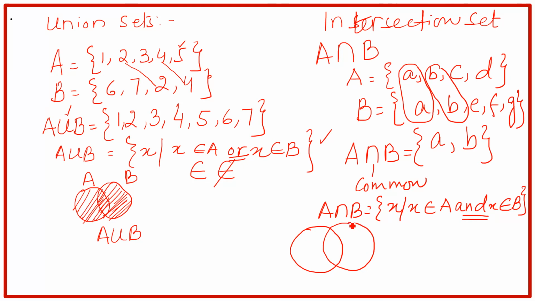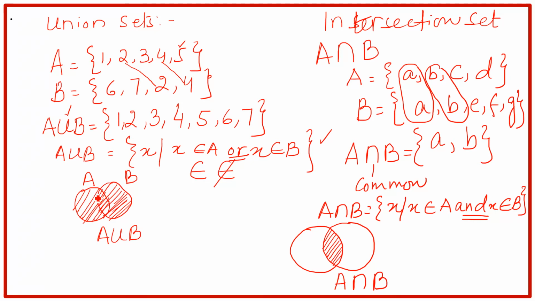Suppose this is the Venn diagram. Here, this is the overlapping section. This is the common area. Whatever is common to A and B, you have to write down here. But here I'm not going to write it down. I'm just showing you which part you have to shade. This one, A intersection B. Only this area is common.